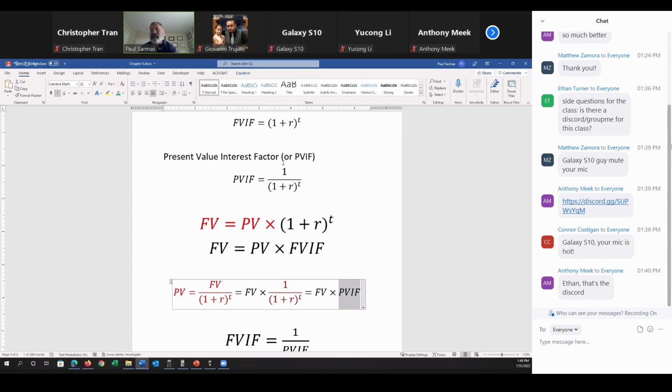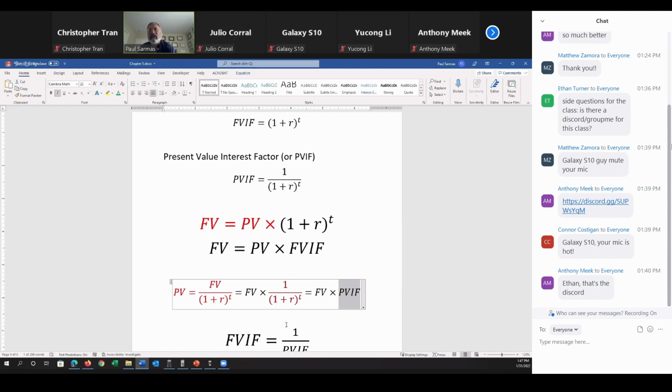Now, none of these matter to you because you have a financial calculator. But when I was taking this course in 1974, almost 50 years ago, we did not have a financial calculator. So what did the publisher do? The publisher calculated (1 plus R) to the power T and 1 divided by (1 plus R) to the power T and put it in a table for us. Anyone in the class who has the physical textbook?